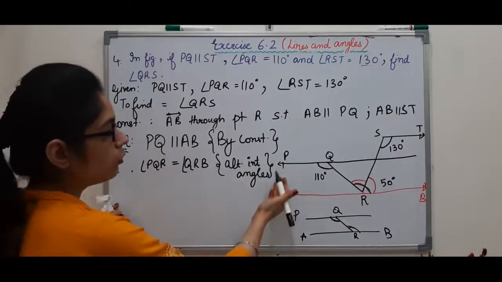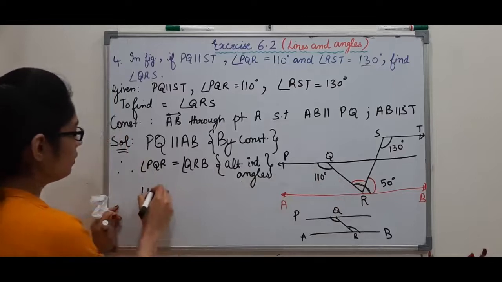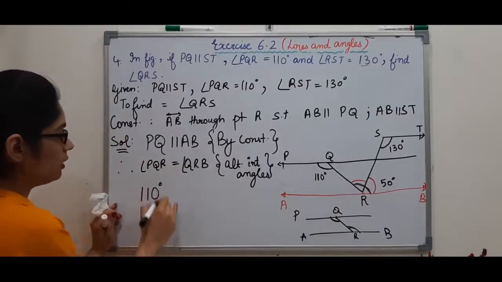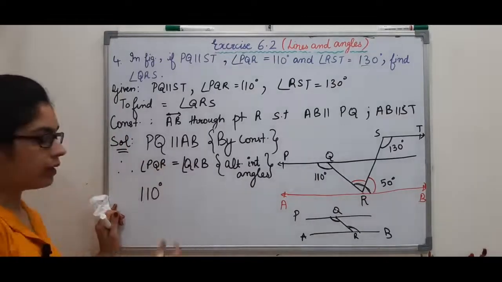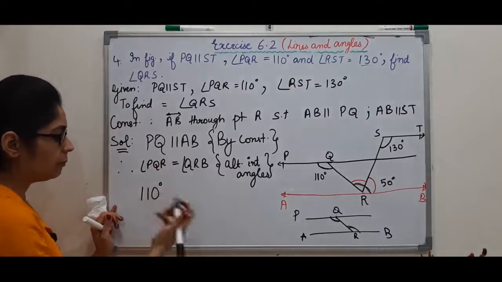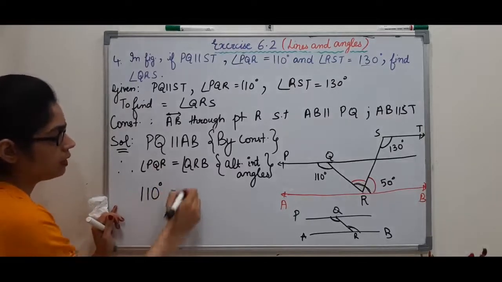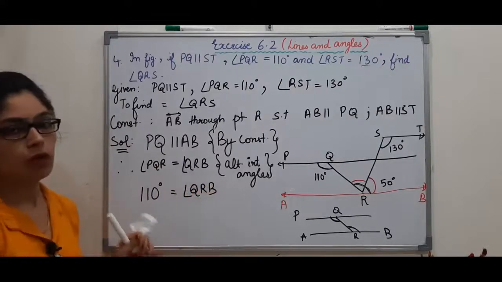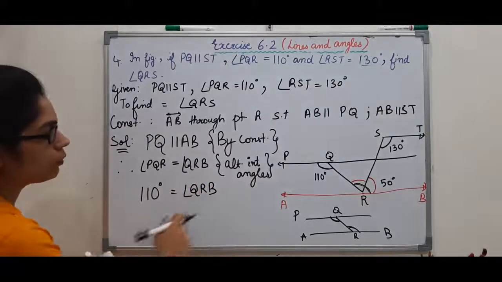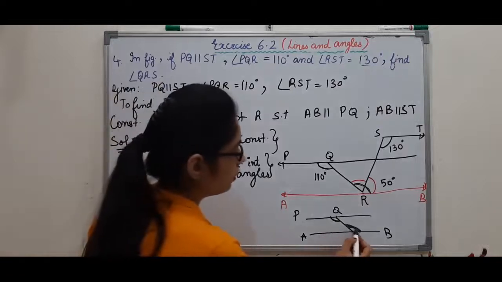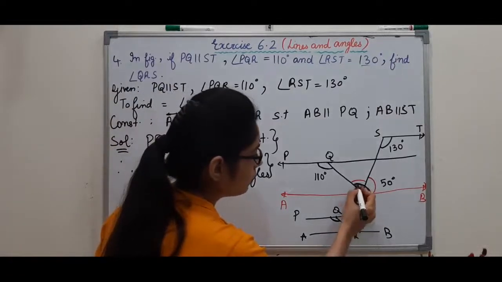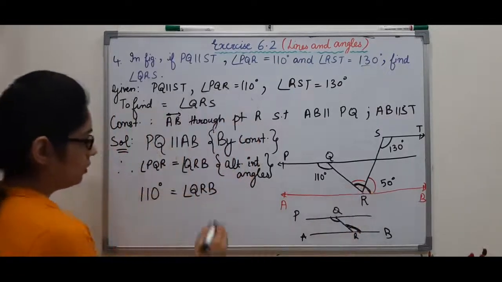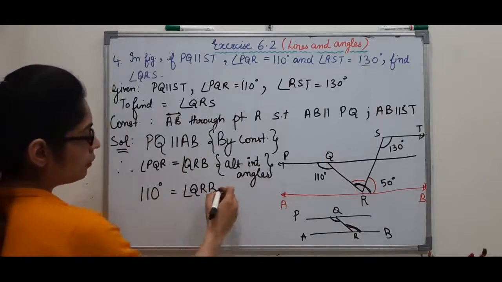Now we know the value of PQR, which is already given to us, 110. So instead of writing PQR, let's write its value: angle 110 is equal to QRB. So we got the value of angle QRB. So this angle, if we see in the figure, this one. So we got QRB is equal to 110.